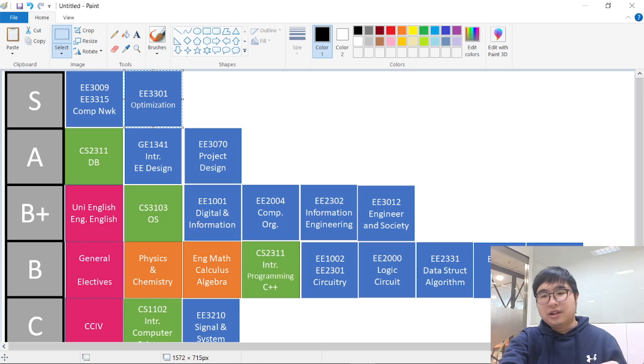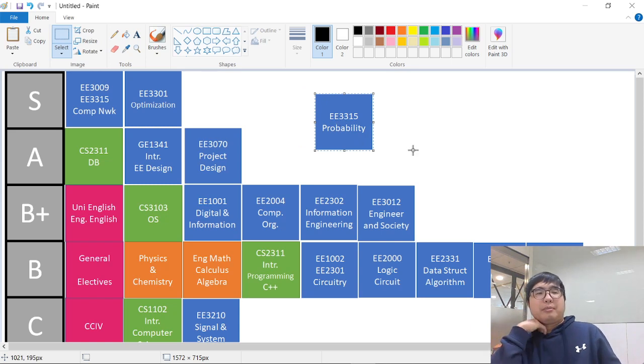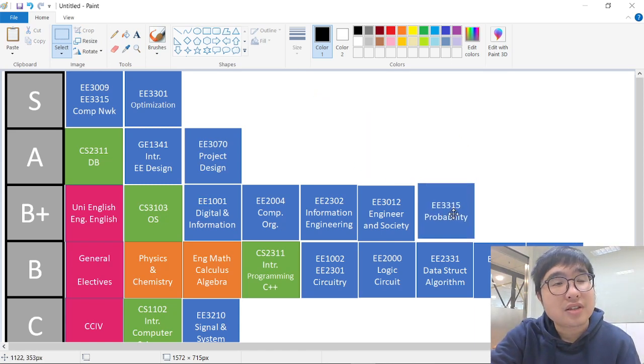So the next course is another math course. It's about probability, but it's an EE course for whatever reason. It used to be taught by the math department. However, it's now an EE course. It's basically everything probability related, and random variables, random functions. So yeah, basically that's it. I'm giving it B plus. It's one of the better math courses that I had in my 4 years.